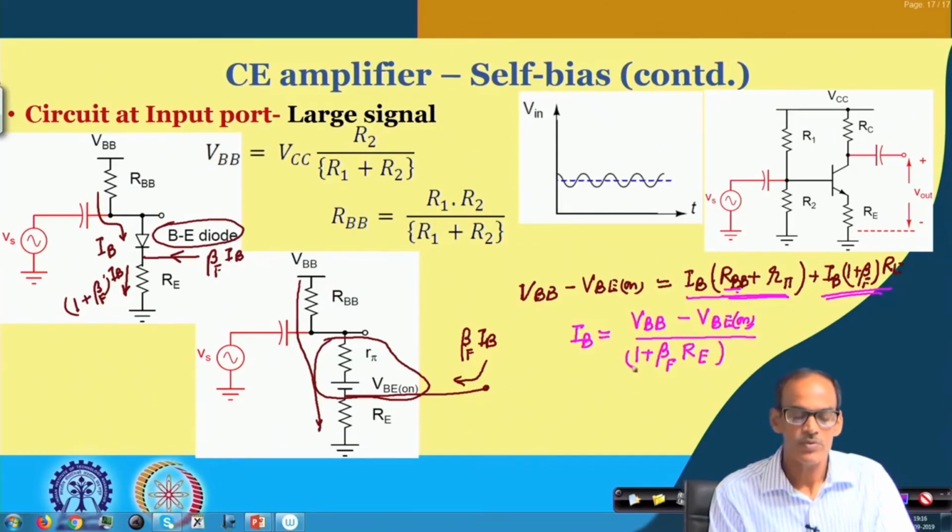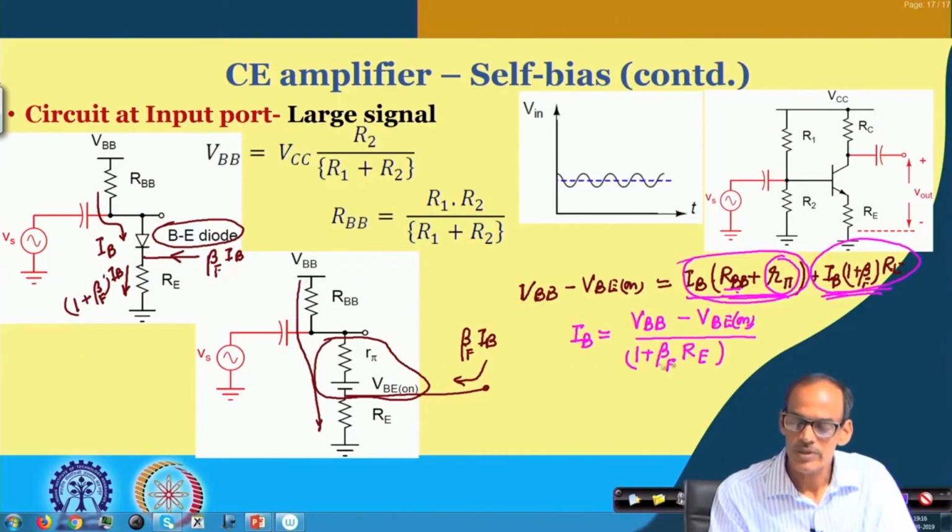In fact, in our previous analysis we have ignored this part compared to this one, but even if you consider this whole thing, these two together, it can be ignored compared to this part. So, as a result, what is the expression of the current IB we are getting? It is VBB minus VBE divided by 1 plus beta into RE. So, large signal analysis if we do, then we can find the corresponding base current.